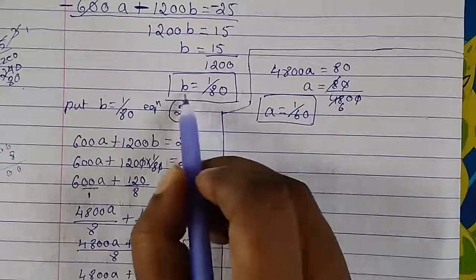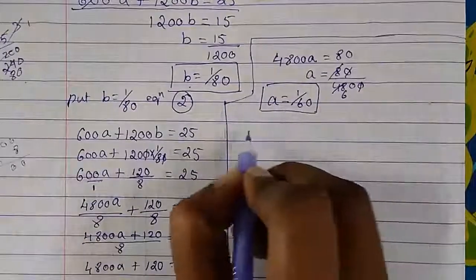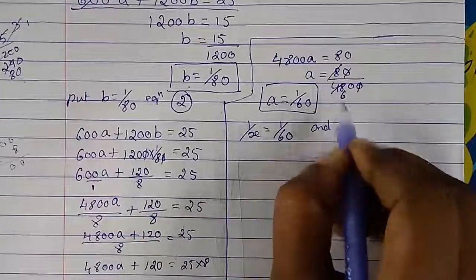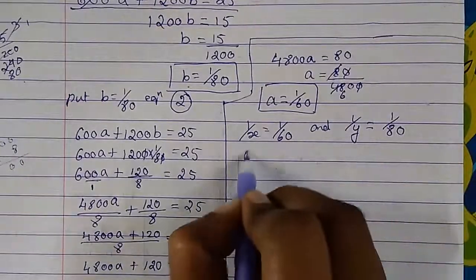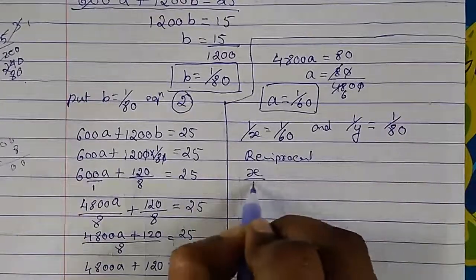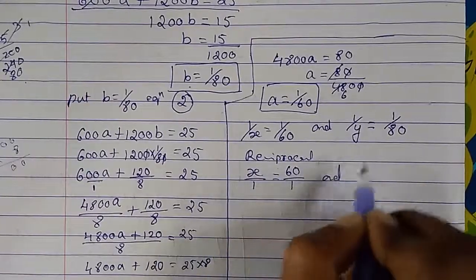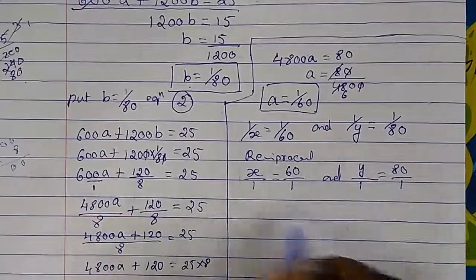So we got A value, we have B value. A and B are what actually? A and B are 1 upon X, 1 upon Y. So write down that. So A is 1 upon X equal to 1 upon 60, and B is what? 1 upon Y equal to 1 upon 80. So write the reciprocal of this. So it will be X upon Y. Reciprocal means just the opposite. 60 will go up, 1 will come down. Here also Y will come up, 1 will come down. 80 upon 1. So now in denominator 1 has no value.